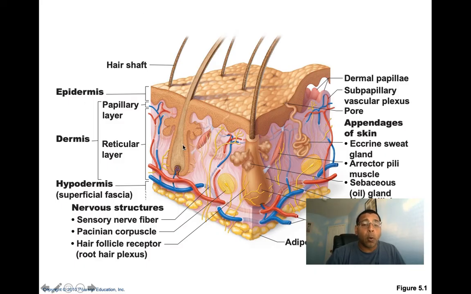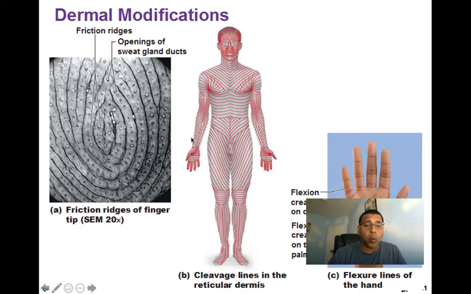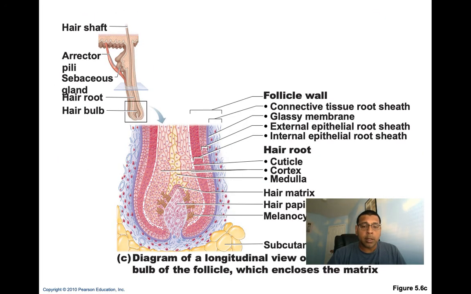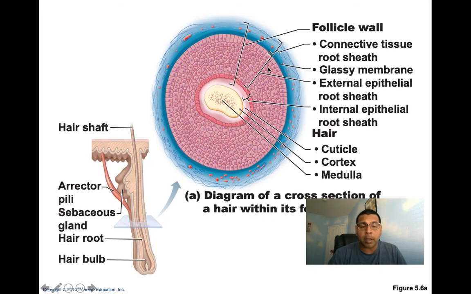So let's go through the wall of the follicle. We already checked out the hair, so here we've got the follicle wall now. The wall is going to consist of, first, the peripheral connective tissue sheath, which is also known as the fibrous sheath. It's derived from the dermis. You can appreciate that right outside of here.